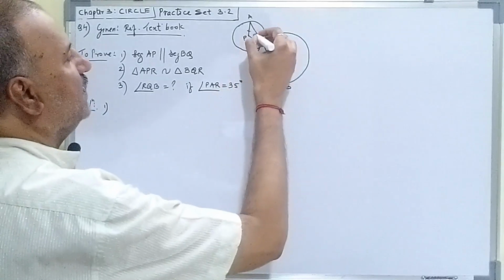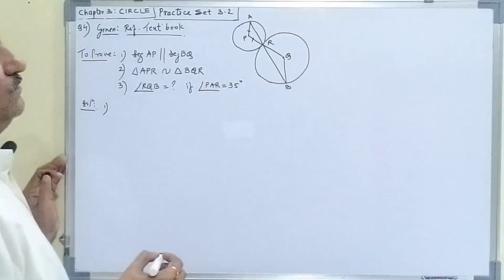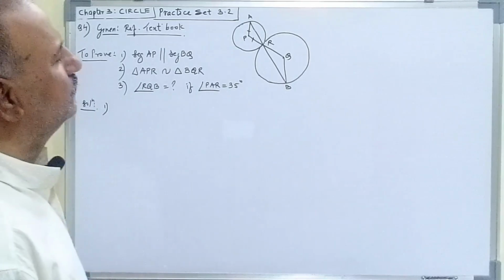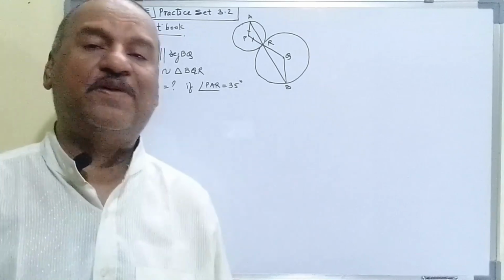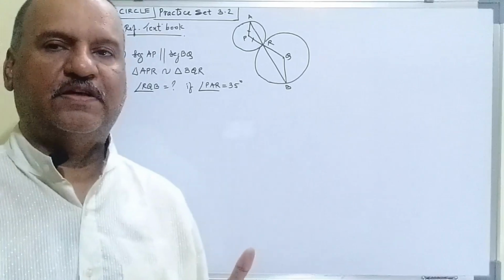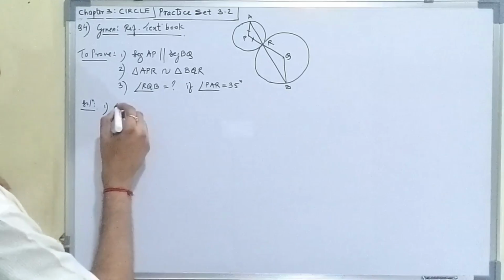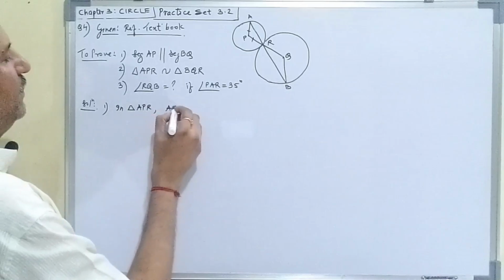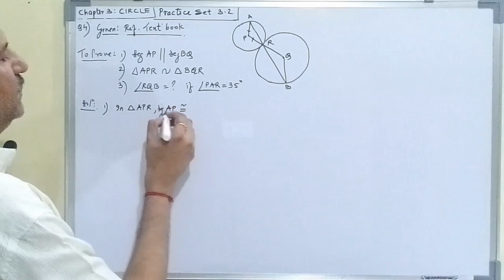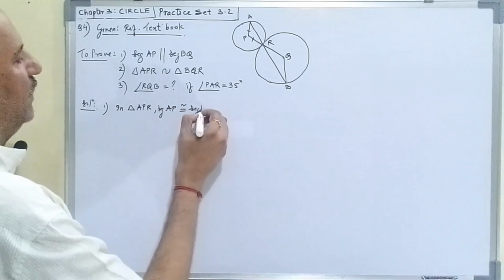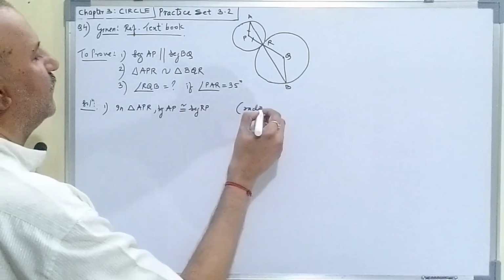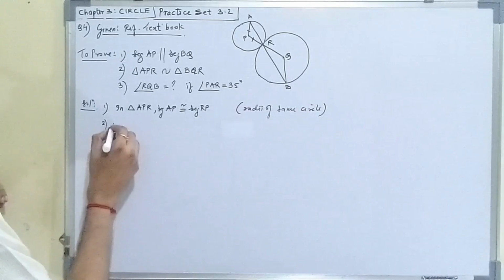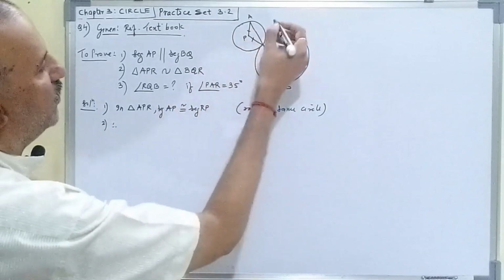Look, AP is equal to PR. What is the reason? Radii of the same circle. So let's write that first. In triangle APR, seg AP congruent to seg RP, radii of the same circle. Statement number 2. Therefore, if these two sides are congruent, their corresponding base angles will be congruent.